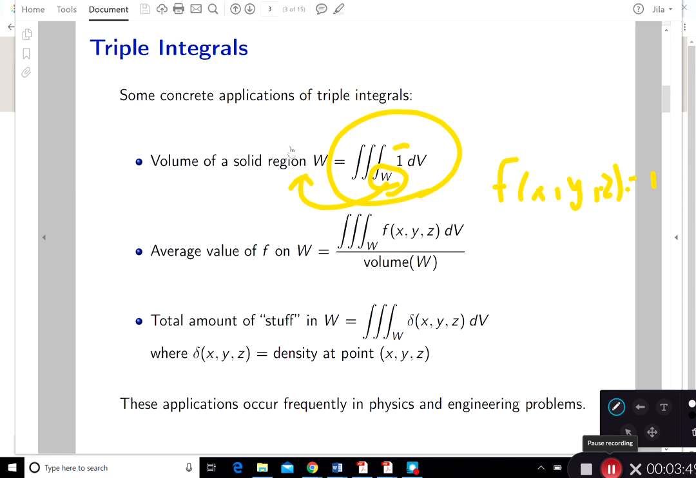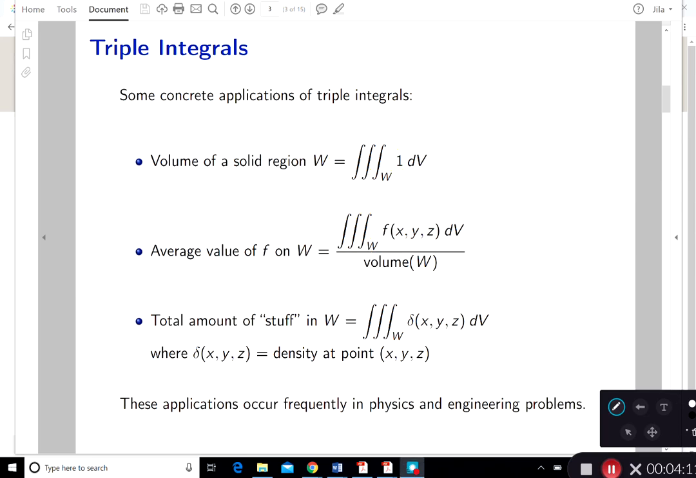Now, we have another interesting formula. The average value of a function f(x, y, z) over a solid W is going to be the triple integral over the domain W of f(x, y, z), divided by the volume of W, and that gives you the average value. This is very much analogous to the single and double integral again.